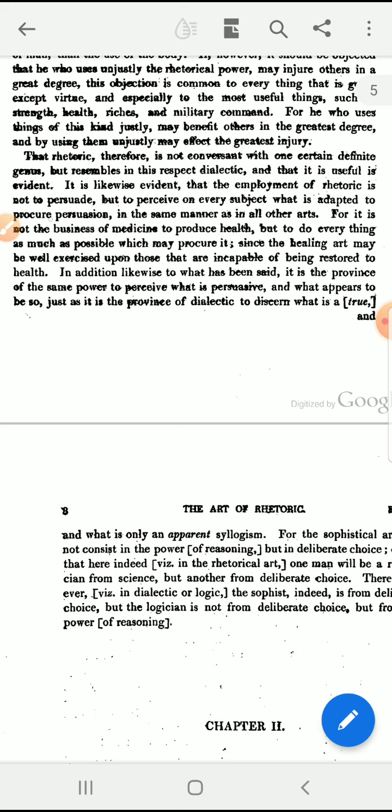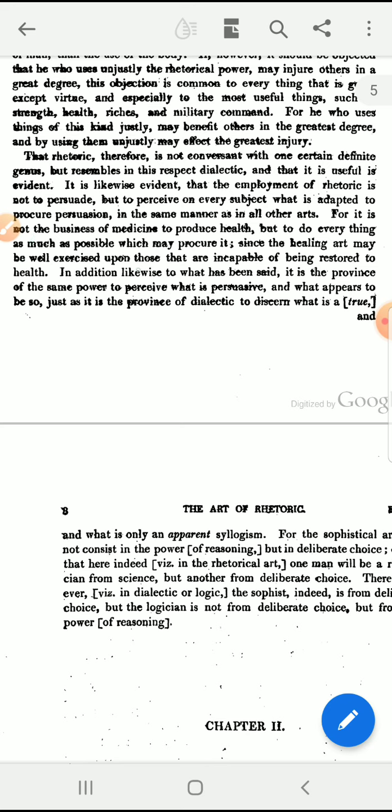arts. For it is not the business of medicine to produce health, but to do everything as much as possible which may procure it. Since the healing art may be well exercised upon those who are incapable of being restored to health. In other words, the end result of persuading people of the truth is not in our power, and therefore it is not the true end of the art of rhetoric, just as health is really not the true end of the art of medicine, because a physician, even if he practices medicine perfectly, may still not be able to bring about health in a certain patient he's caring for.